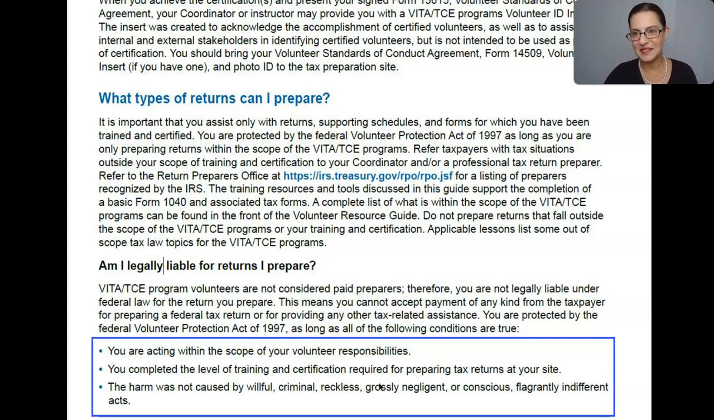You have to be acting in good faith, but you're not considered a paid preparer if the returns are not paid. For example, if you're just doing it on a volunteer basis or for family and friends, then you're not considered a paid preparer if you don't have an agreement for compensation.